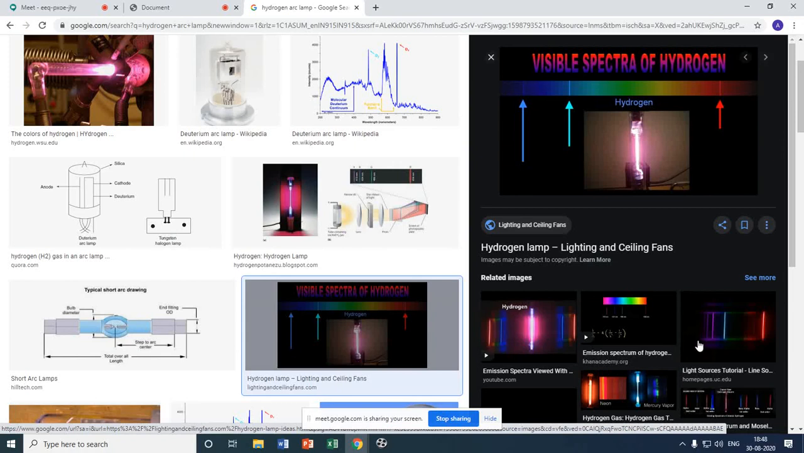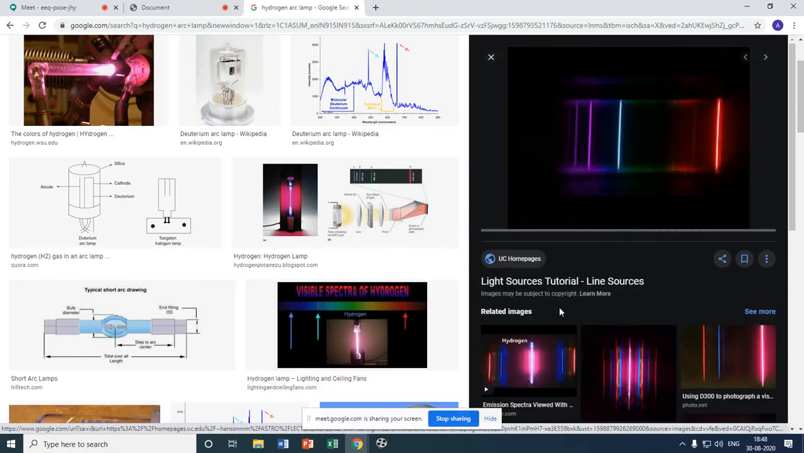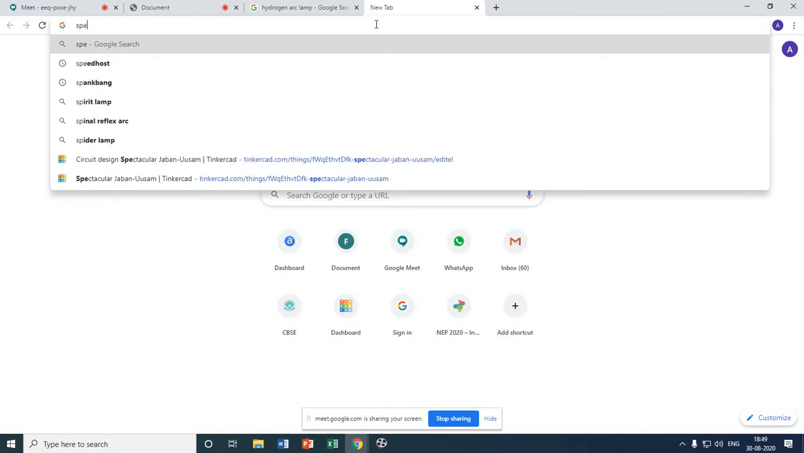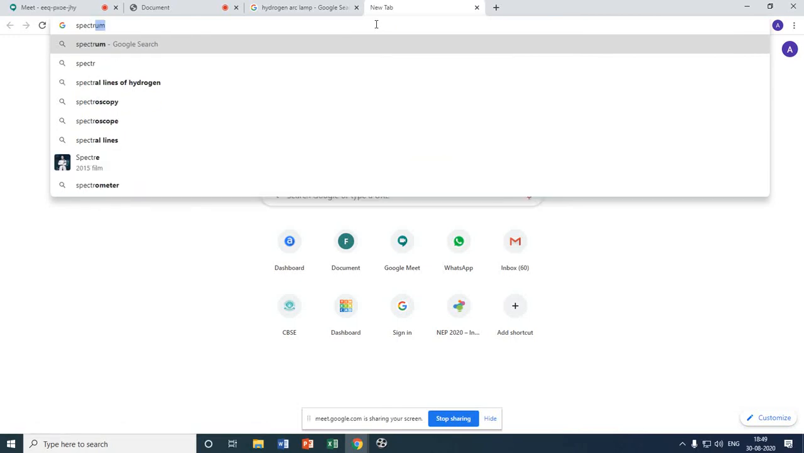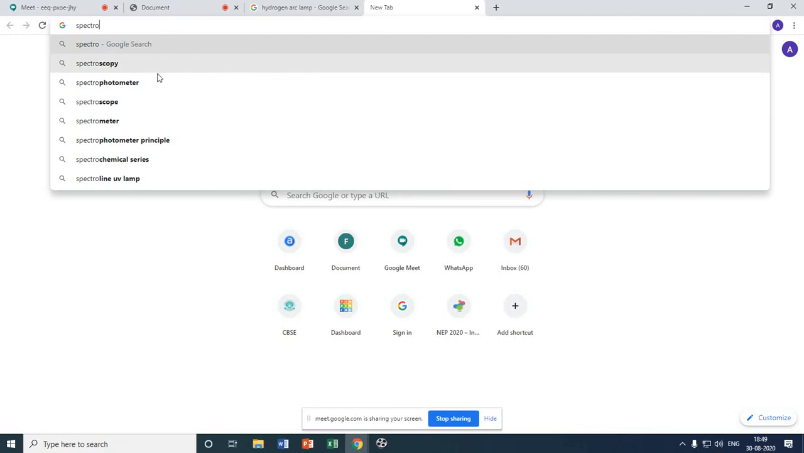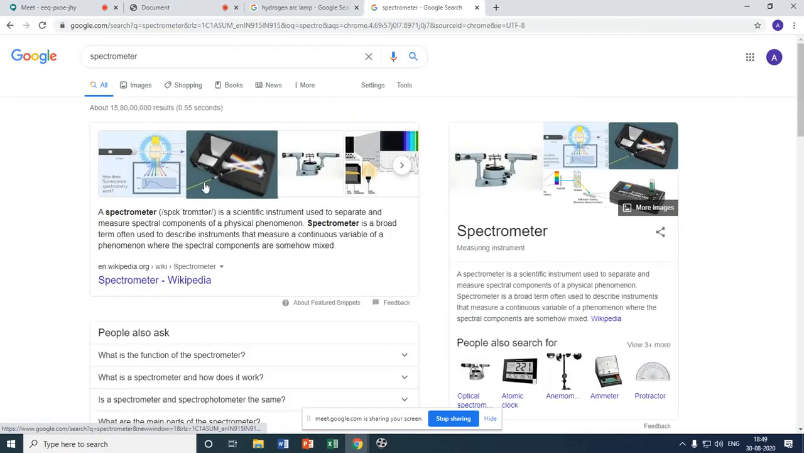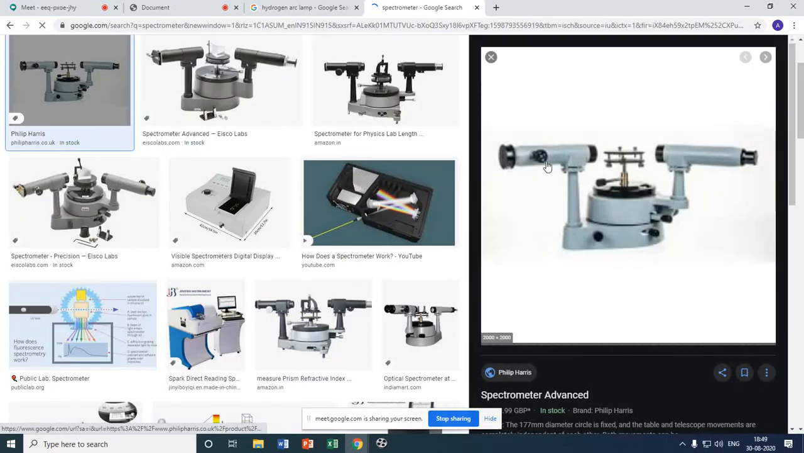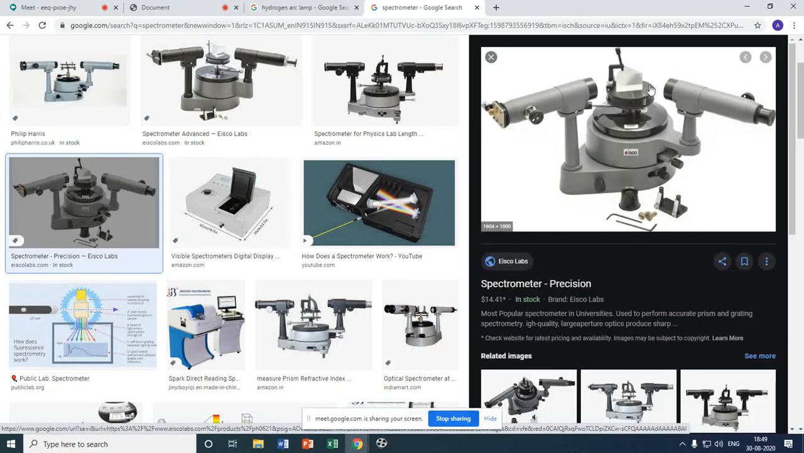This is the lamp. When I use this, this is the spectrum. This is the one I make in our physics lab. So you need to have this, and you need to have a spectrometer. You can see there is a collimator here, there is a prism table here, and there is a telescope. So I will be placing the hydrogen bulb here.